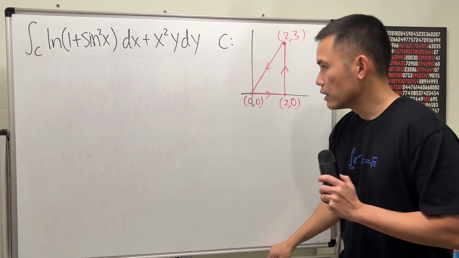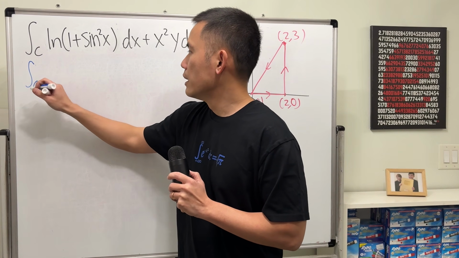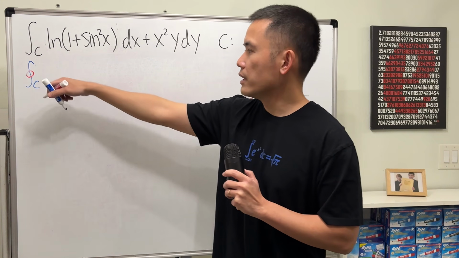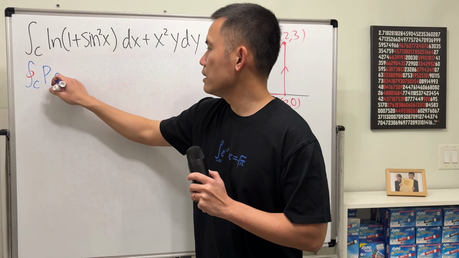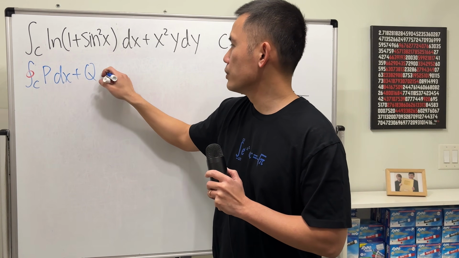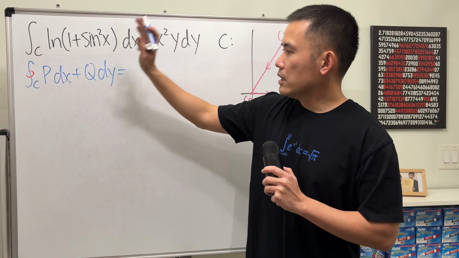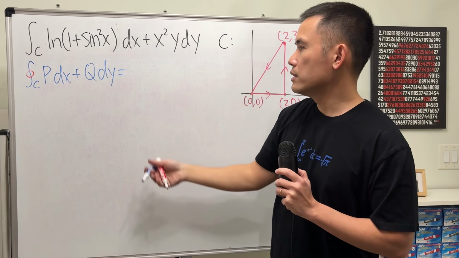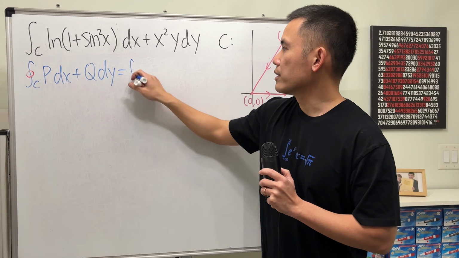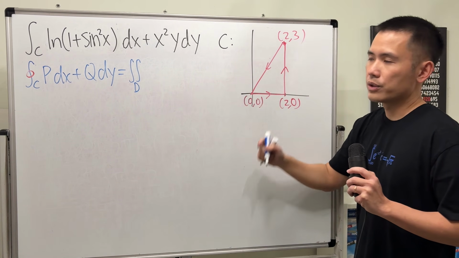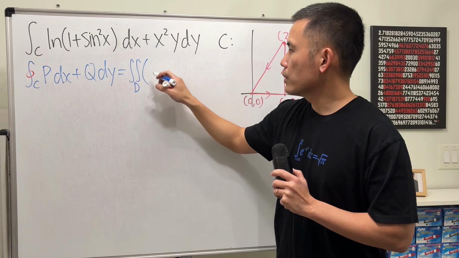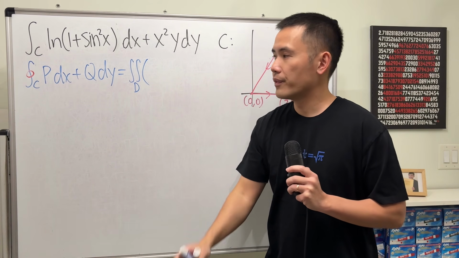But for this one, we can apply the green theorem, and sometimes we put a little circle over the integral sign just to show it's a closed curve. Let's say we have p dx plus q dy. Green theorem says when the vector field is good enough, we can turn that into a double integral over some region D, which is this triangle here. And inside here, this is what we do.